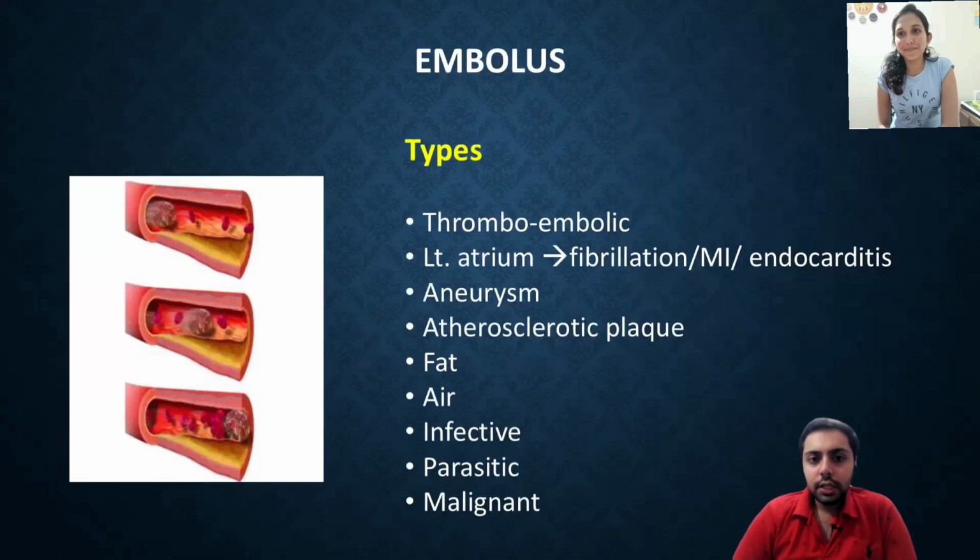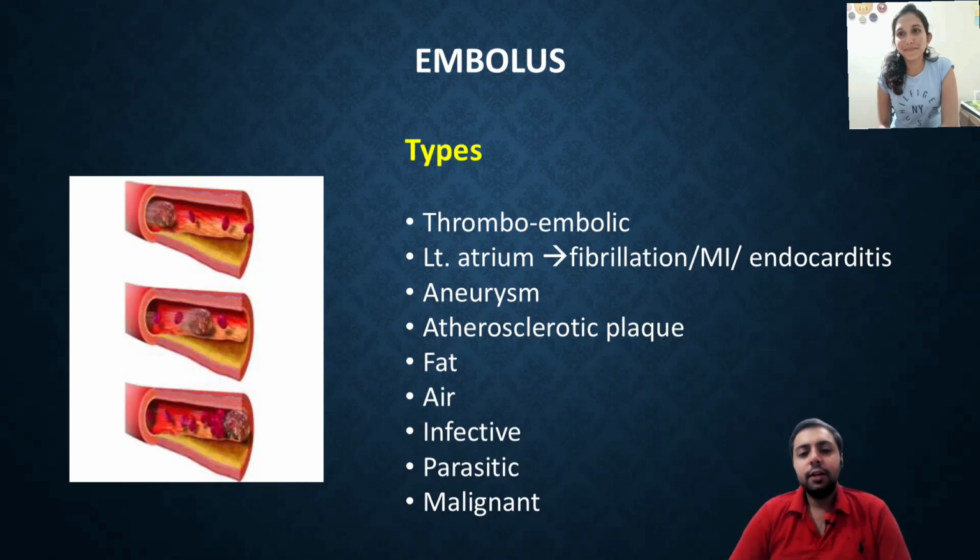Then we have the embolus. We have types of embolus: thromboembolic, formed because of a thrombus. Then we have those due to atrial fibrillation, MI, or endocarditis, basically because of any inflammation in the left atrium, which again forms an embolus. Then aneurysm. So what is an aneurysm? Basically, it is an abnormal enlargement that occurs in the vessel due to weakness of the vessel wall. As per the definition, an enlargement of more than 50% of the normal is called an aneurysm.